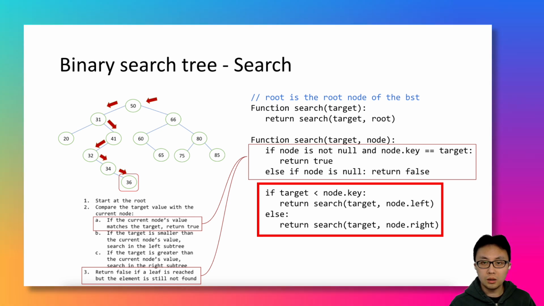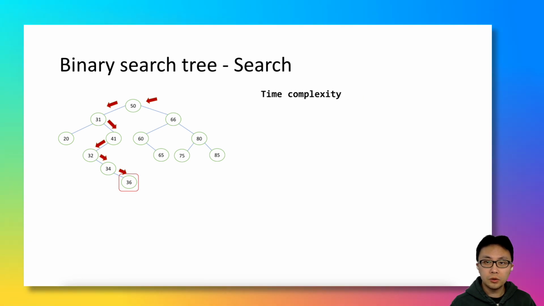When the target is bigger, you run the search on the right subtree of the current node and return the search result. That's everything about how the search function is implemented. Let's discuss its time complexity. We will start with the worst case first.